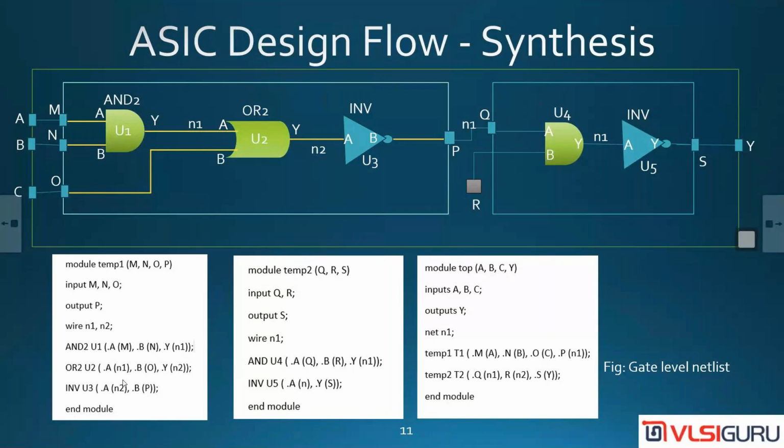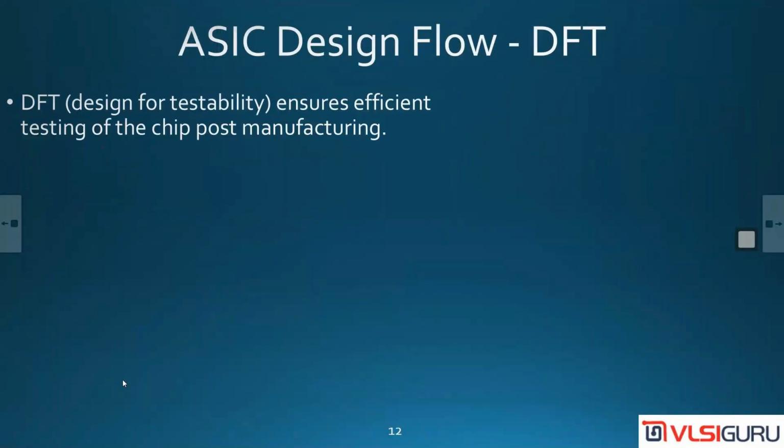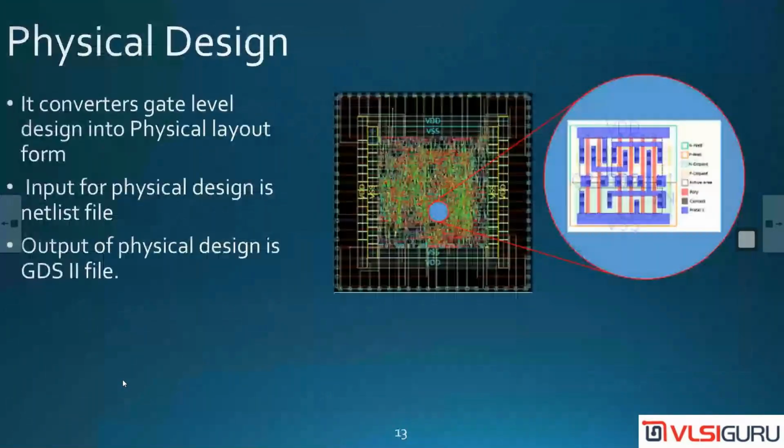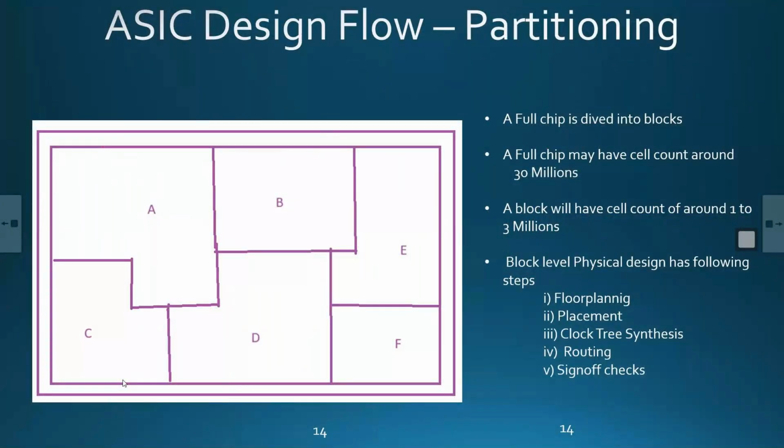It is not that you have a chip and divide into equal halves. Not like that. It's not an area-wise division. It is a module-wise division. So probably the netlist of A may be having more cells, so it is having more area. The netlist of C is having fewer cells, so it's having less area. So this A is one block, B is one block, C is one block, D, E, F, right? So these are called blocks.